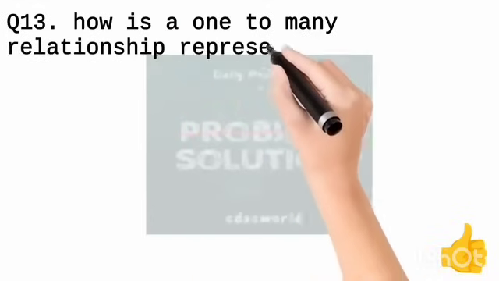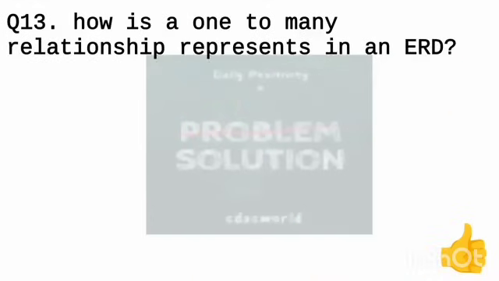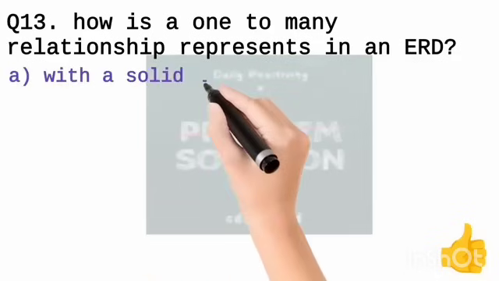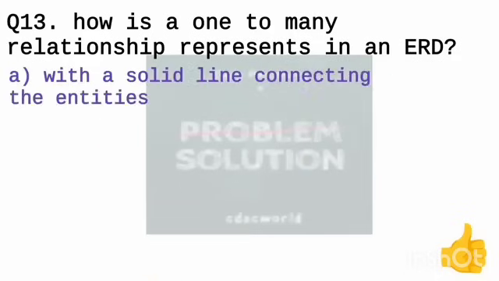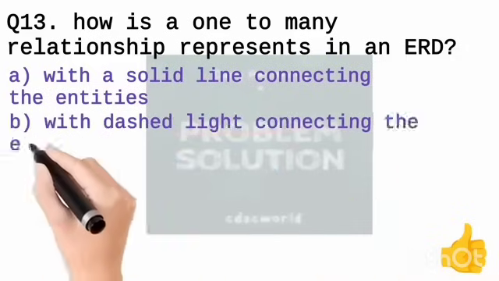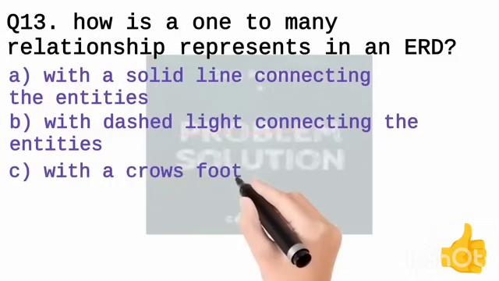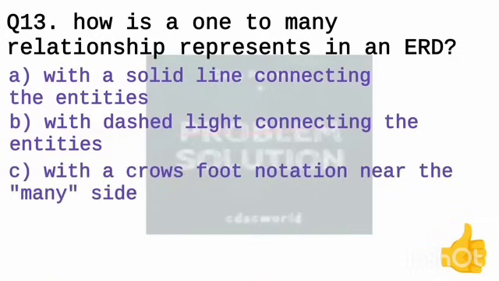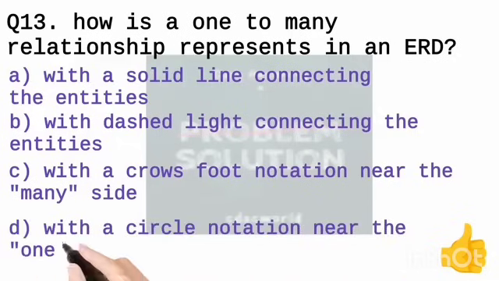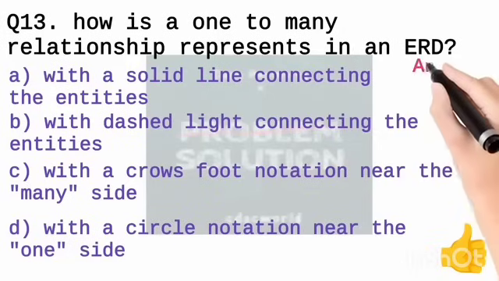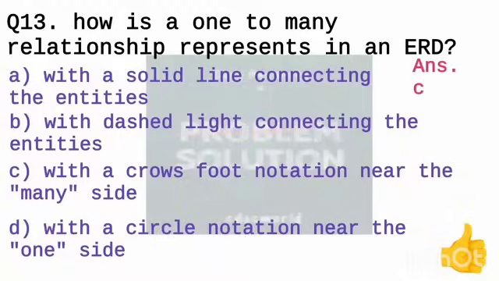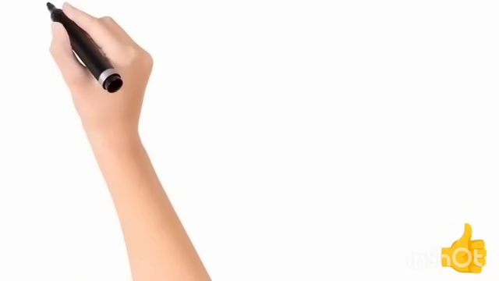Query number 13. How is one-to-many relationship represented in the ERD? Option A. With a solid line connecting the entities. Option B. With dashed line connecting the entities. Option C. With a crowfoot notation near the many side. And option D. With a circular notation near the one side. And the answer is C. With a crowfoot notation near the many side.